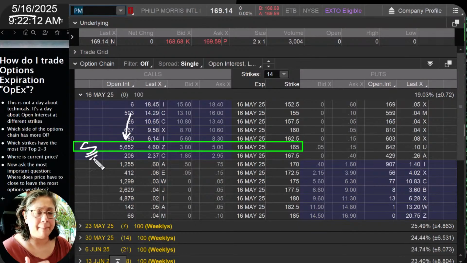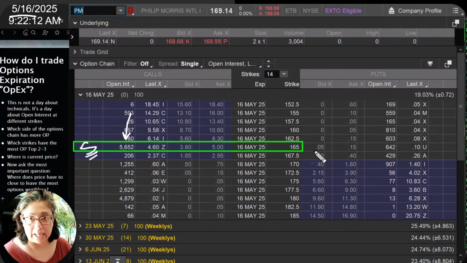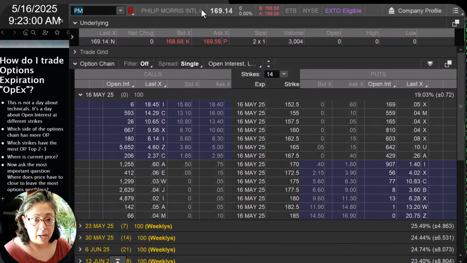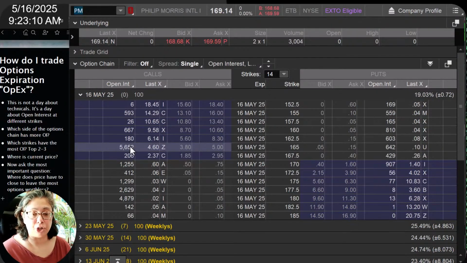And you might say, Rob, how big is this OpEx window? 1 or 2 days. You can really start thinking about OpEx on Thursday, Friday. That third Friday of the month is the big day. That means that today, and even slightly yesterday, Thursday, but definitely today, 165 is like a magnet. Now you might say, Rob, why 165? Why not 170? Why not 155? Look at the size. This means that price action could want to be pulled to that 165 price on Philip Morris.